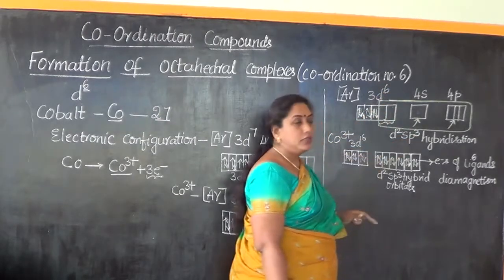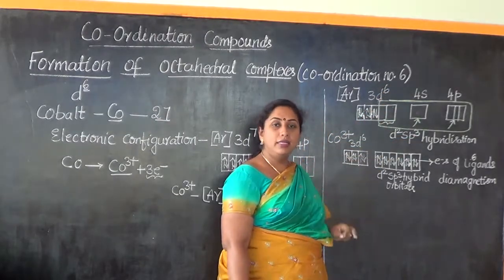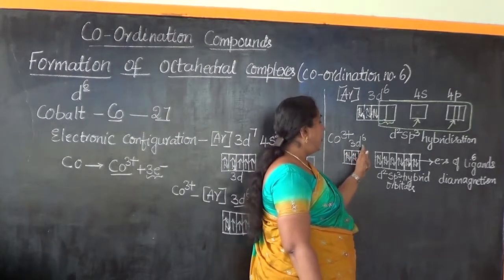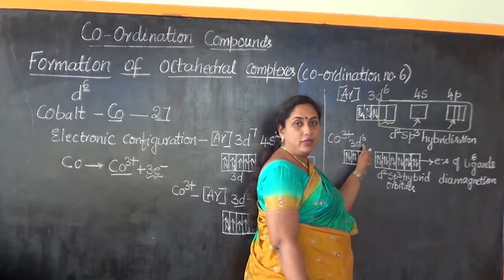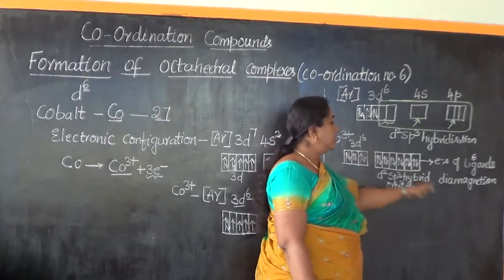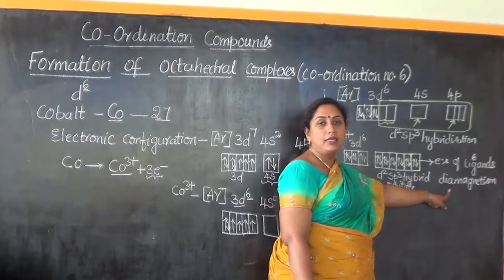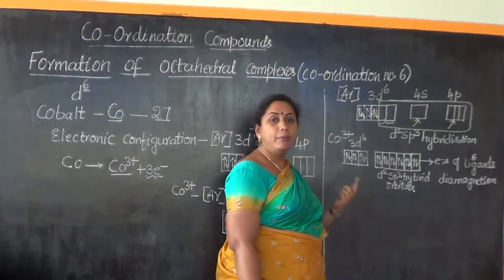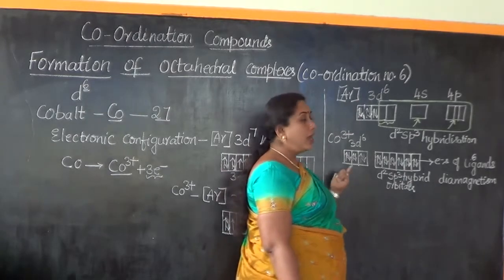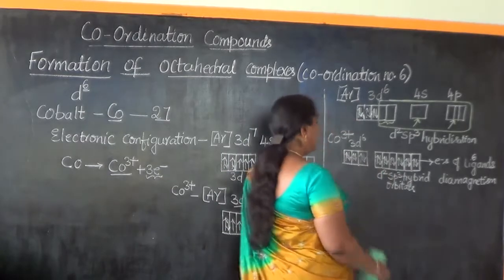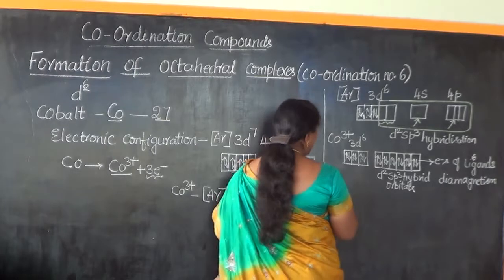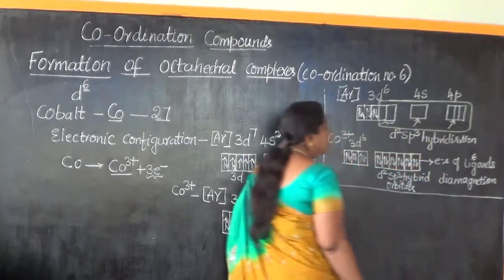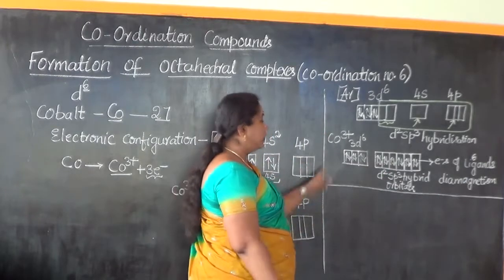Finally, to say that if a strong ligand is approaching, the octahedral complex formed by a d6 configuration will exhibit diamagnetic property, since it will not contain any unpaired electrons. Now this is one case. Let us see another possibility for the same ion.